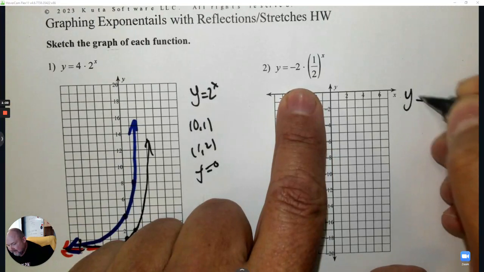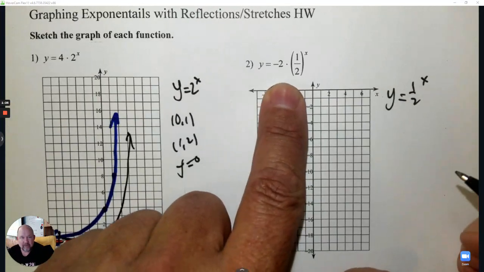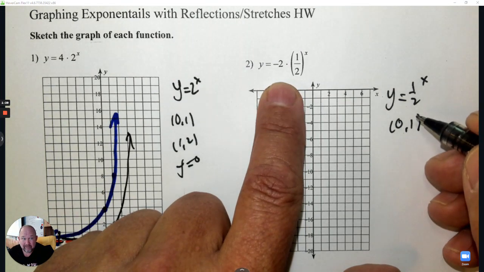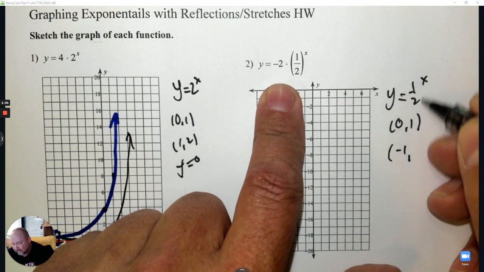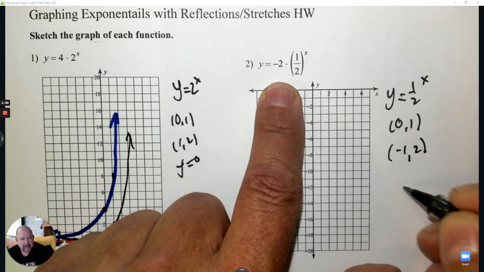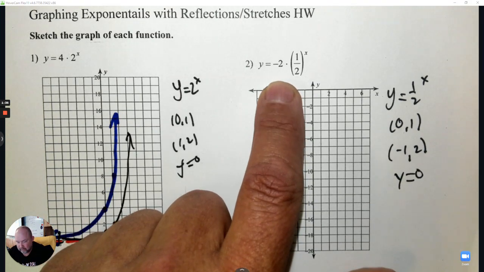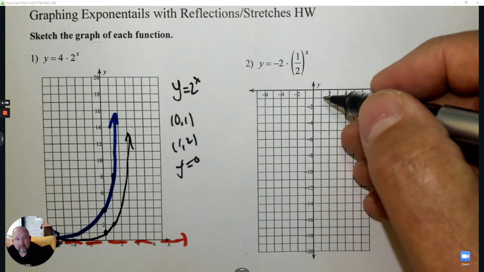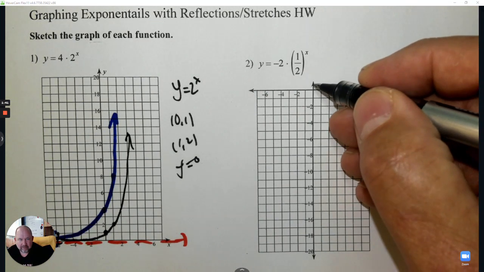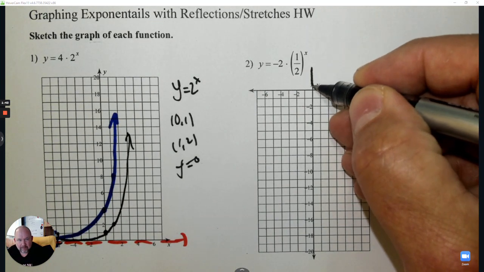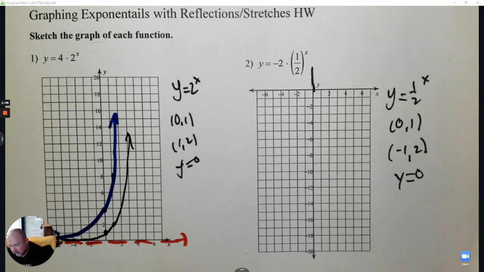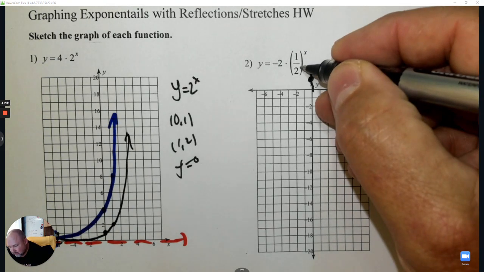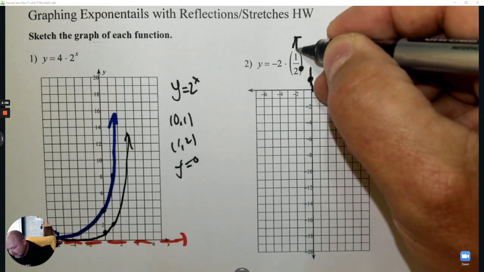So the basic exponential is 1/2 to the x. So (0, 1). Recognize the base is less than 1, so we're going to use -1 and the reciprocal of 1/2, and that's 2. And then the asymptote is 0. So (0, 1). You think, wait a second, that's off my graph. So let's extend it up here. So (0, 1), (-1, 2). And it would look like this.